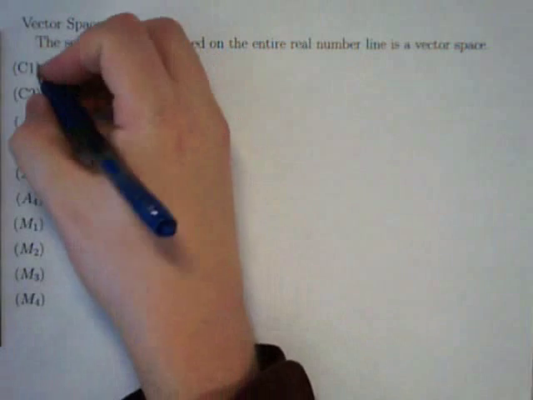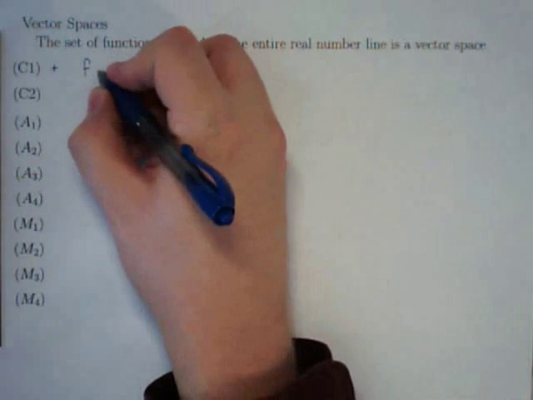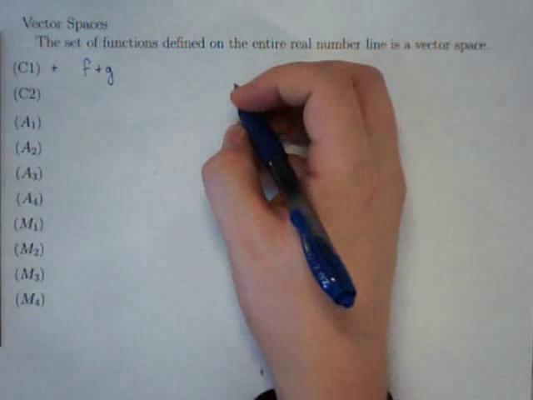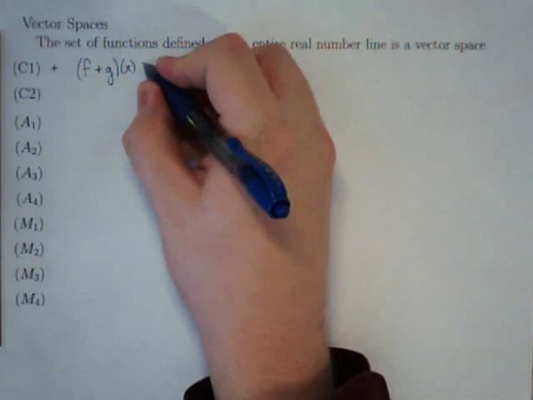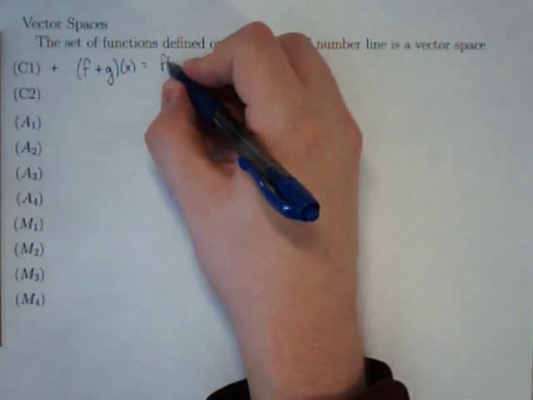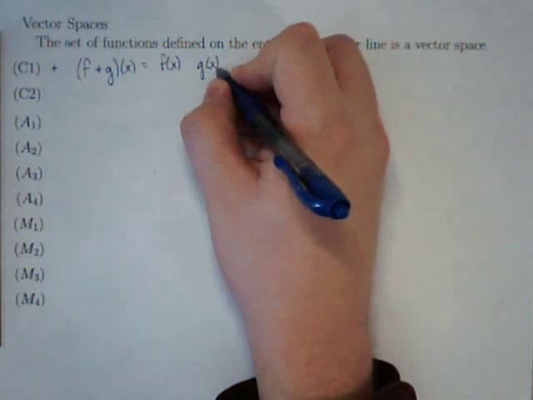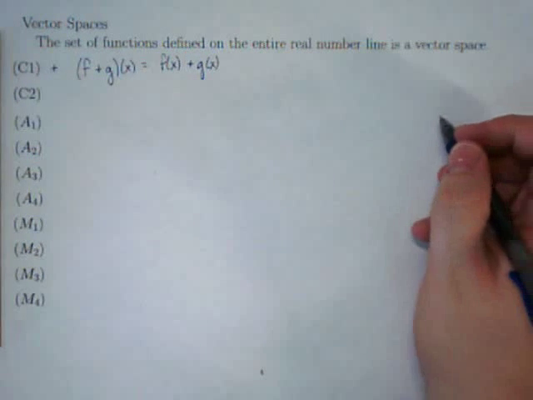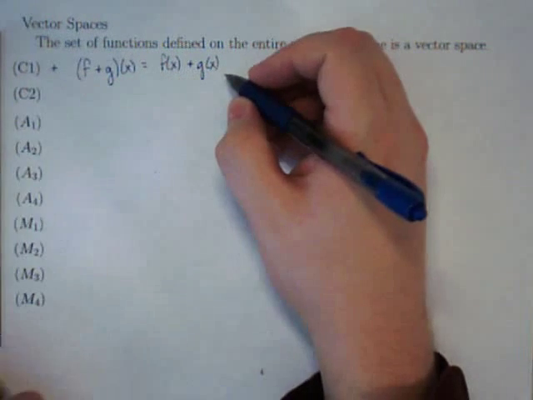So first, we need to make sure we have a way of adding functions. And the way we add functions is, if I want to take a function f and add a function g to it, functions are defined by what they do to a number x. So this is just put x into f, put x into g, and add them together. And notice this is a function. So the sum of 2 functions is, again, a function.